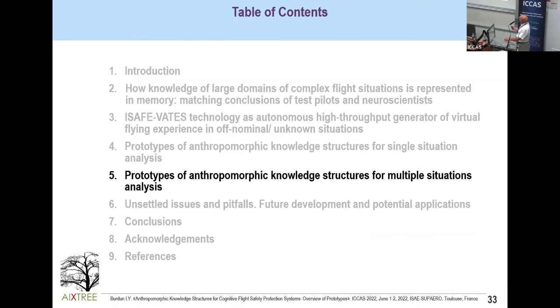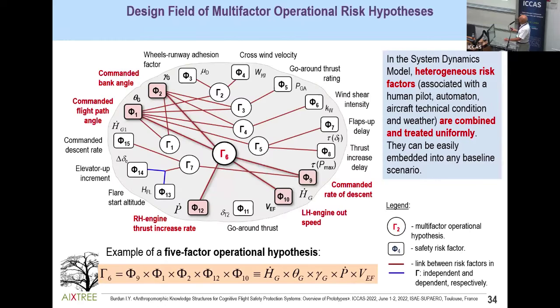The prototypes are knowledge structures to study the safety of multiple situations, basically trees. We developed a so-called design field for multifactorial operational hypothesis. On the circle, you see risk factors which we wish to examine virtually, and the connection in the middle gives us the operational hypothesis. It could contain up to 15 risk factors, therefore very complex situations like that.